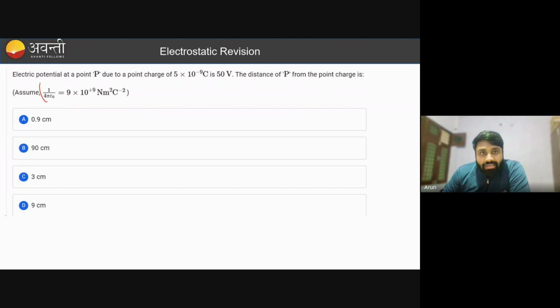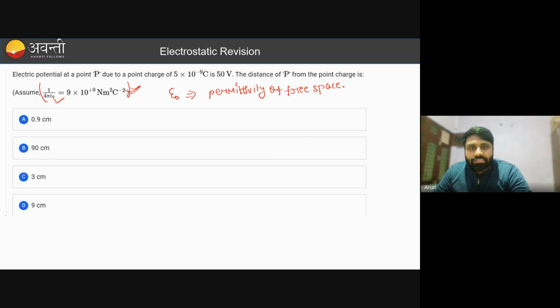This is very important. Many times the unit has been asked: what is the unit of this 1/4πε₀, or what is the unit of ε₀? If you take the inverse of it, it will be the unit of ε₀. And ε₀ is nothing but the permittivity of free space. Got it? Do you know the concept of this permittivity of free space? What is this?